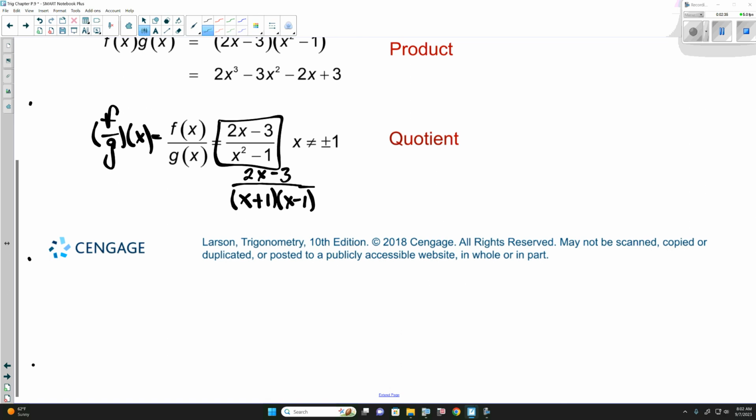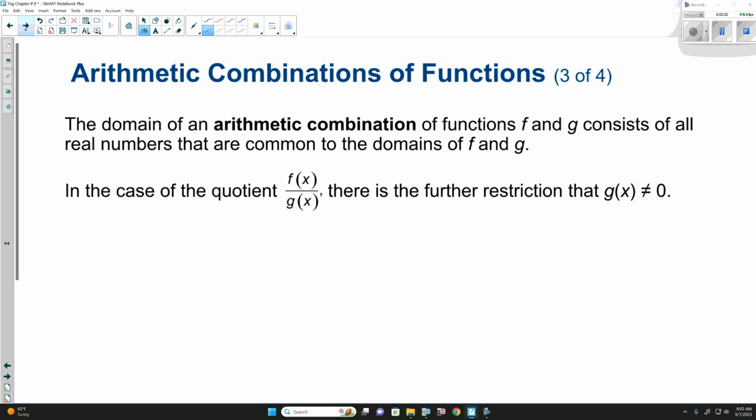We do have to add the restriction because the denominator cannot be 0. So we get this here. Now, if there had been a like term like this here, well, we can simplify that like term out, giving us just 1 over x minus 1. Because if there is a common term or something we can simplify, we'll simplify it there. The domain of arithmetic computation, f of x and g of x, is all the real numbers that are common to the domains of f and g. In the case of this here, there is the further restriction that the denominator can't be 0.